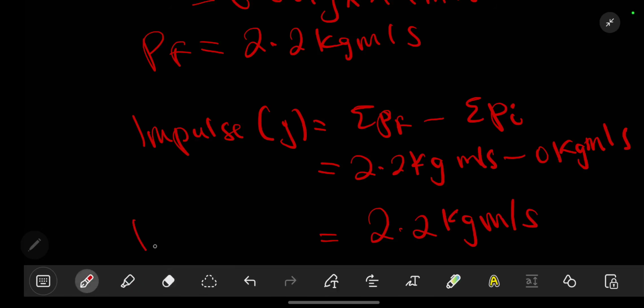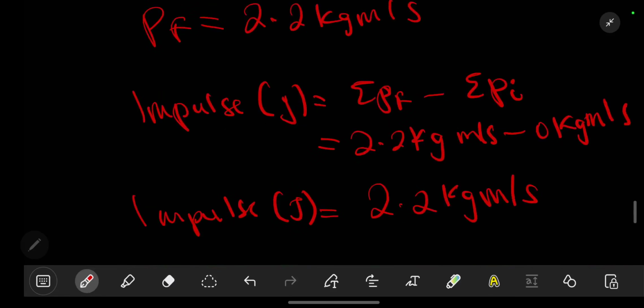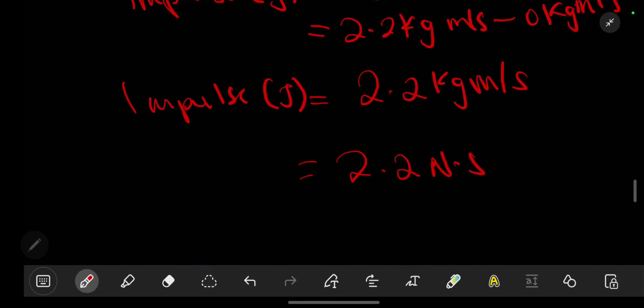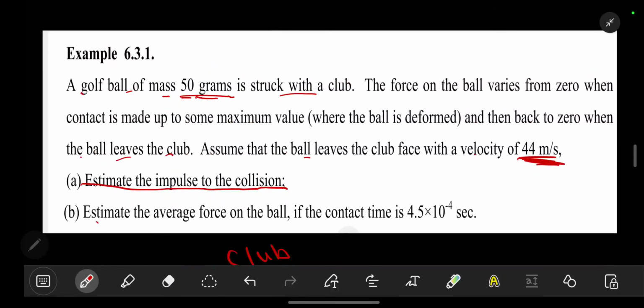So this is the impulse, which will be our J like that. So this is basically how we calculate the impulse. The impulse has the same units as momentum, or you can have the Newton second as the other units. So now with that said, let's move on to the second part.